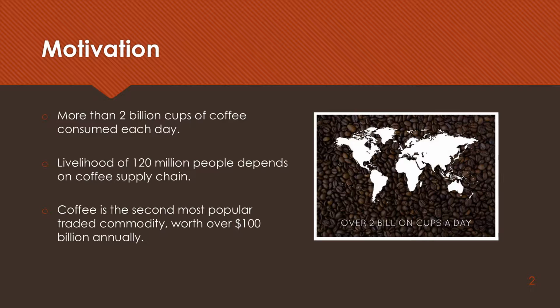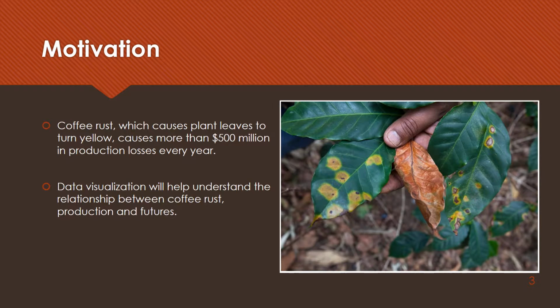More than 2 billion cups of coffee are consumed each day, and the livelihood of 120 million people depends on the coffee supply chain. Furthermore, coffee is the second most popular traded commodity, worth over $100 billion annually. Coffee rust is a disease that causes the coffee plant leaves to turn yellow, and it causes more than $500 million in production losses every year.